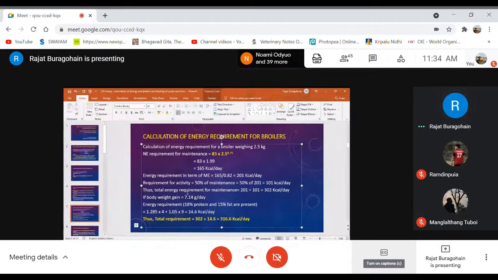Body weight gain. So weekly body weight gain, definitely weekly, like suppose today if it is 100 gram, tomorrow it will be higher than that, and day after tomorrow it may be lesser than that. So this way it will vary during a particular week, and we can take the average gain and consider that for calculation of energy requirement for body weight. This way we can calculate, and the total requirement will be 302 plus 14.6, that is 316.6 kilocalorie per day.